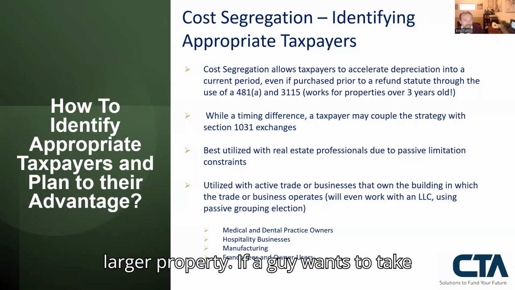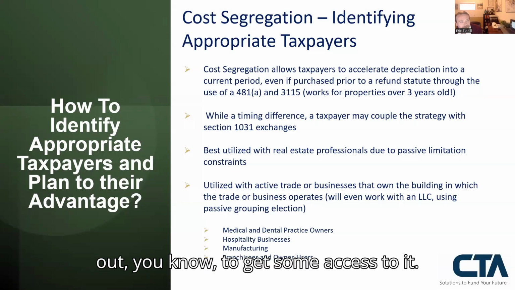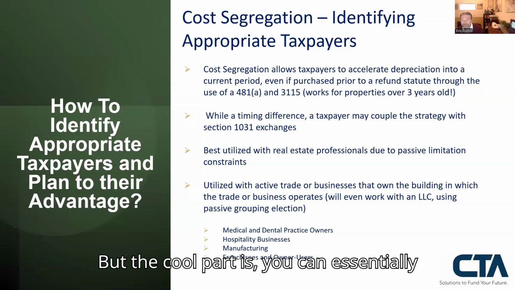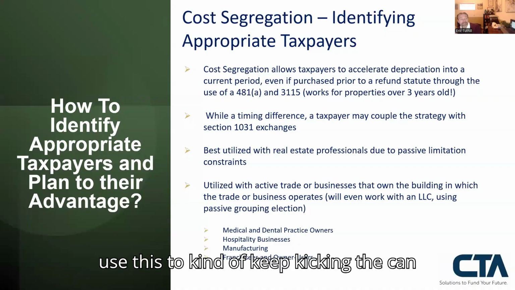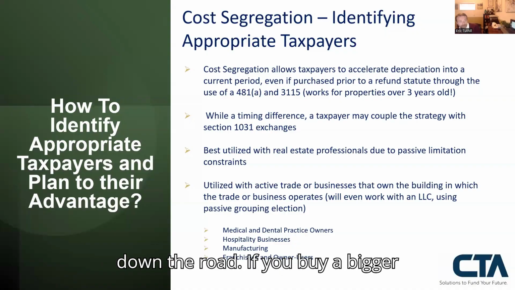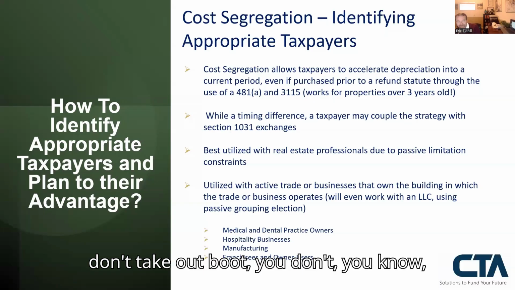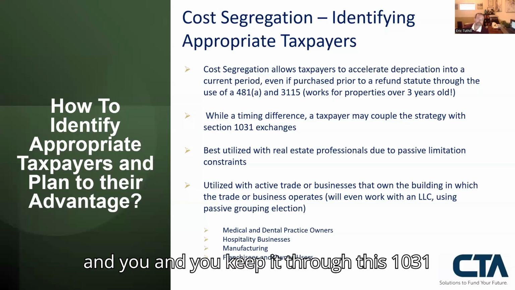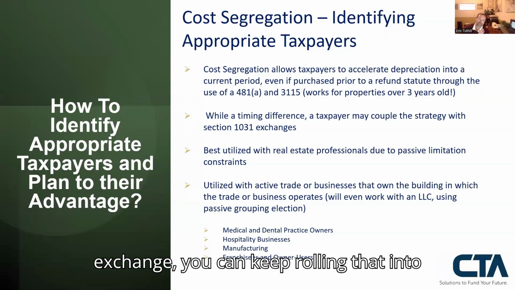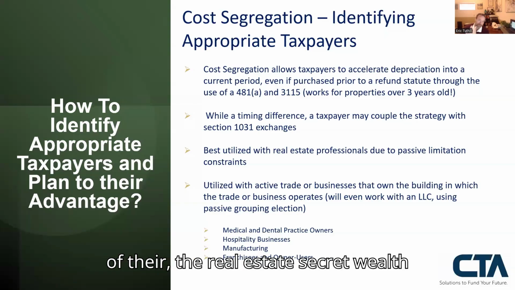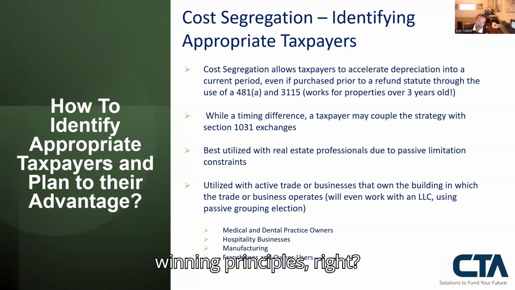You're just rolling it into a new and larger property. If you want to take cash out on it, you can take another loan out to get some access to it. But the cool part is you can essentially use this to keep kicking the can down the road. If you buy a bigger property and you don't take out boot, you keep it through this 1031 exchange. You can keep rolling that into more and more wealth for you. That's one of the real estate secret wealth-winning principles, right?